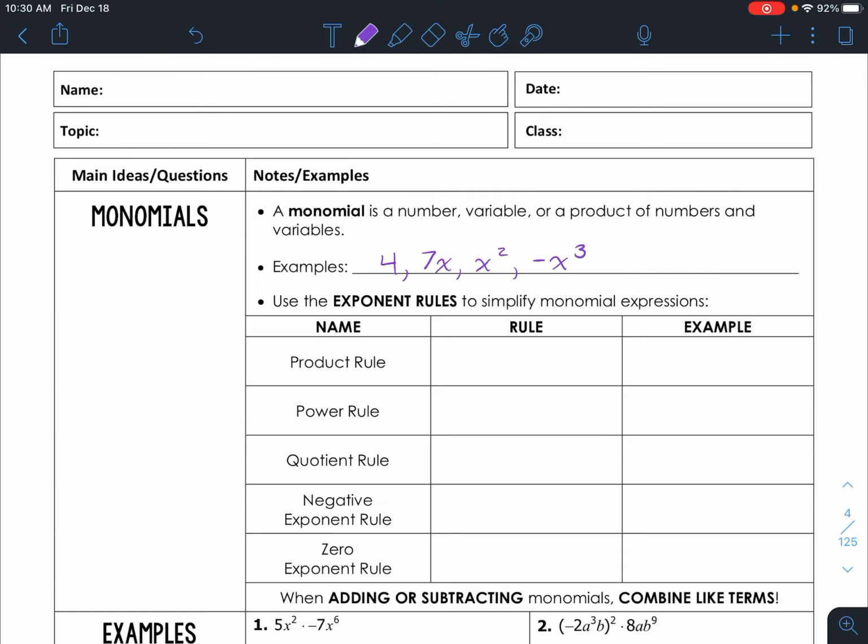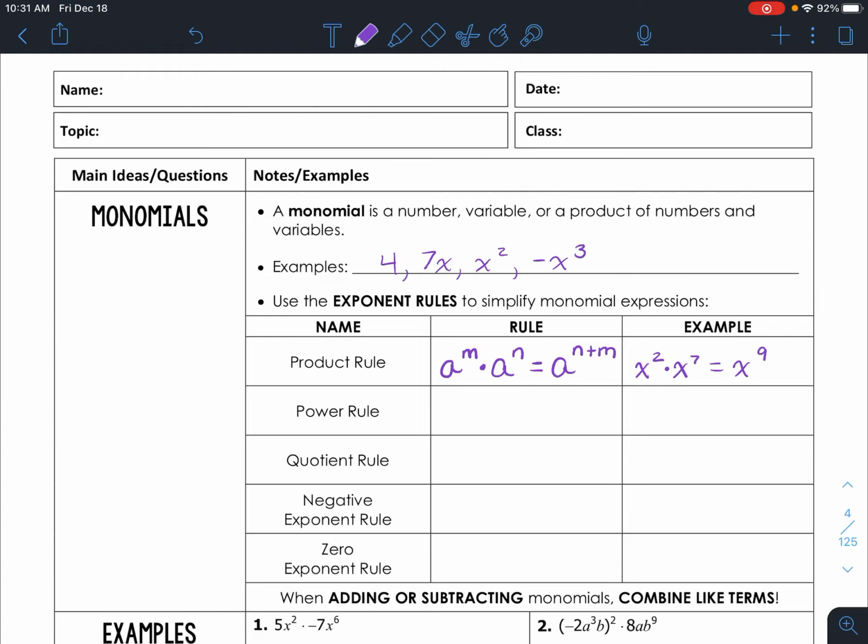okay? So a product rule says that if you have two numbers with the same base, so the a is the base, but to different exponents, then you add your exponents, okay? So for example, if I had x squared times x to the 7th, then I would have x to the 9th. I add my exponents.